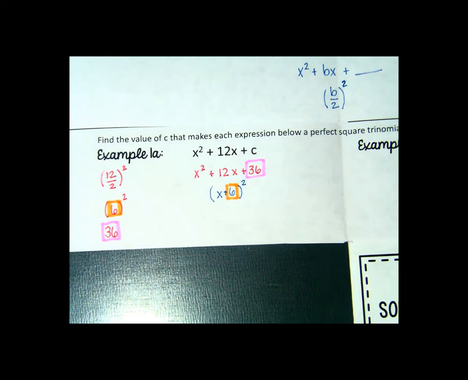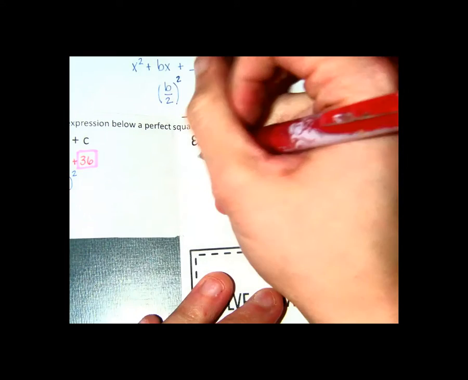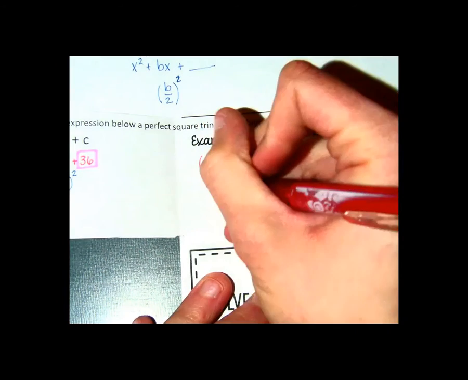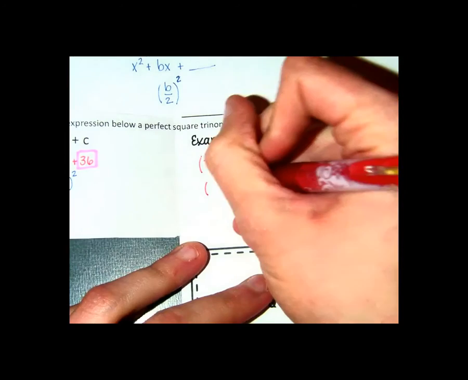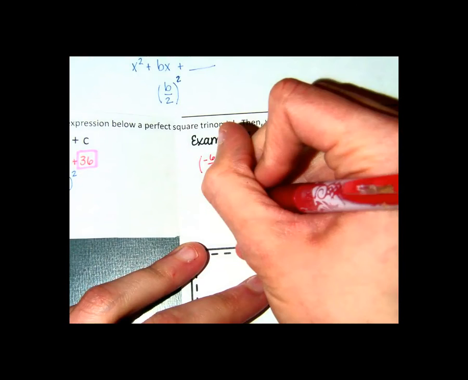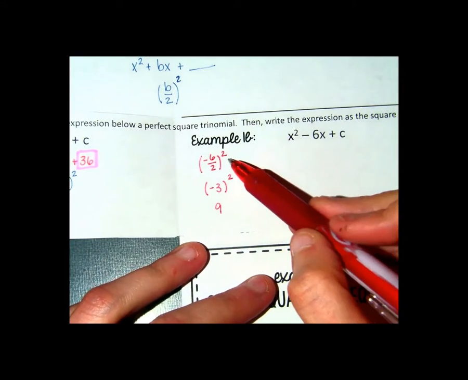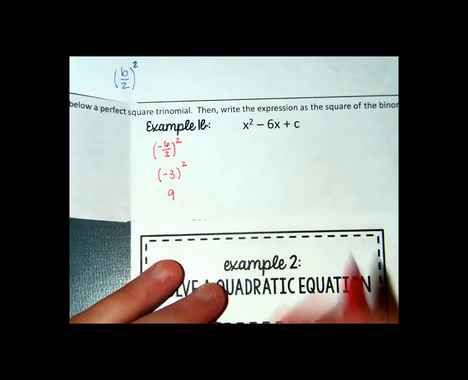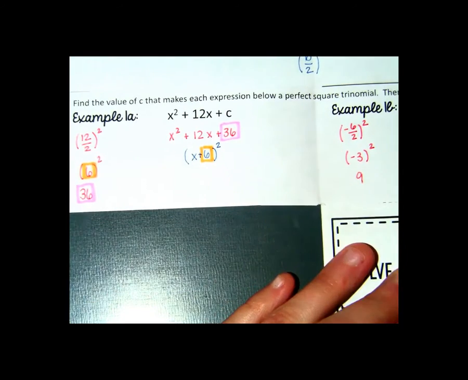Alright. Example 1b. What did you guys do first? Negative 6 divided by 2 squared. What is negative 6 divided by 2? Negative 3 squared. What is negative 3 squared? 9. Now I know that you can do this whole thing in the calculator. The reason I'm doing step by step is because we need both pieces, don't we? To write it this way. That's why I need both pieces.